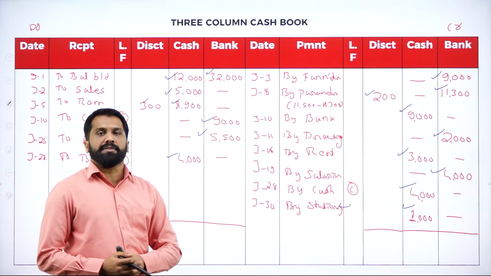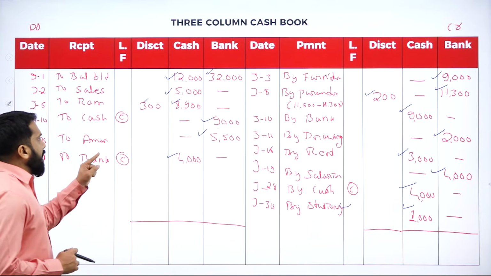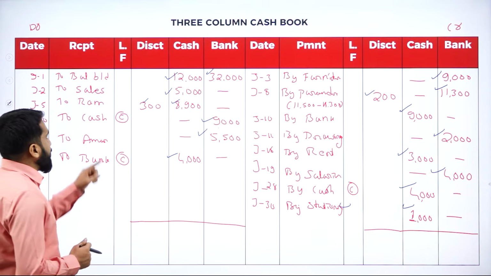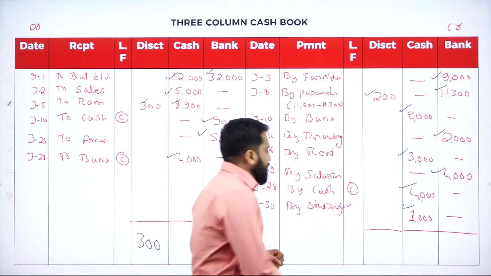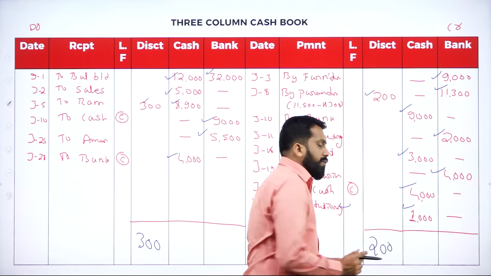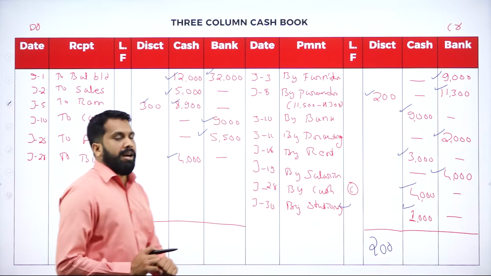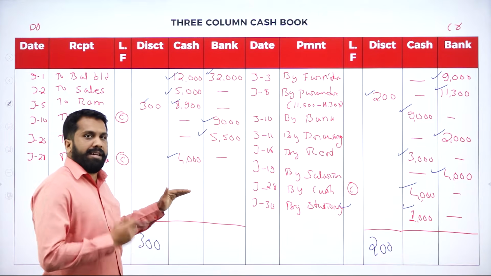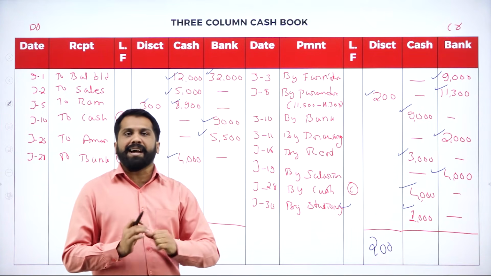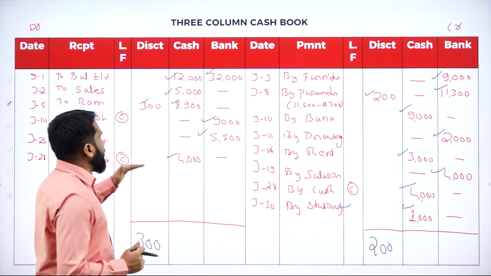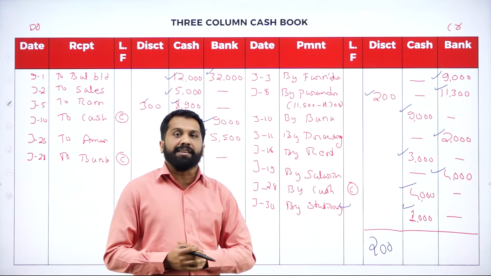Any doubt up to this? No. Now what should we do? First, go for the discount column. What is the total discount? 300 here. What is the total discount here? 200. We will not set off, compare, or balance. Whatever discount is on the debit side, write as it is. Whatever discount is on the credit side, write as it is. If the discount is on the debit side, it is a loss. If it is on the credit side, it is a profit.